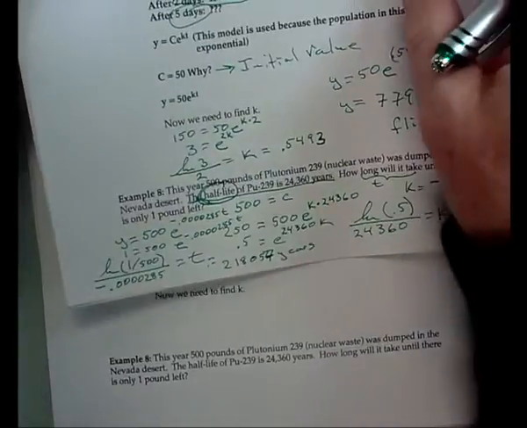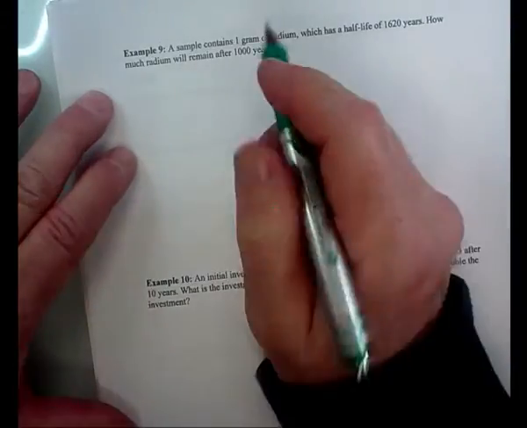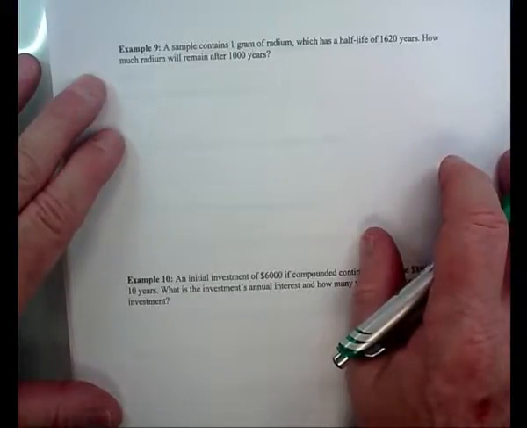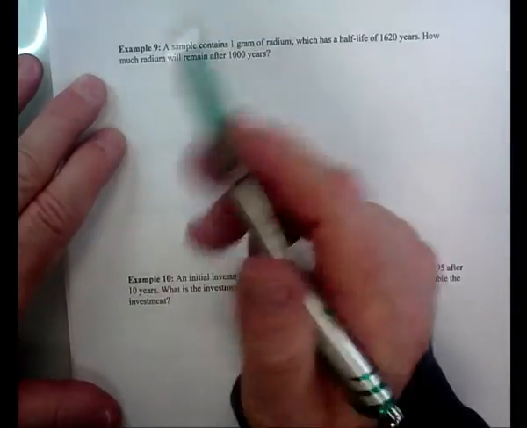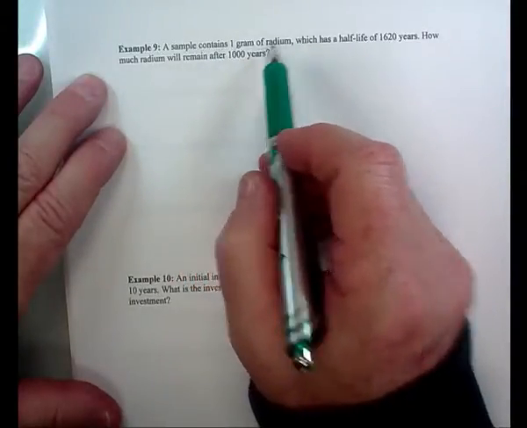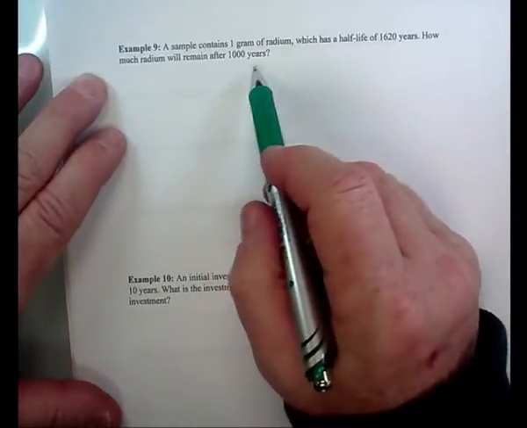All right, is there a backside? All right. This time we only got radium. On the test, I got rosarium. It was created by a dog. I think it's a funny question. A sample containing 1 gram of radium, which has a half-life of 1,620 years. How much radium will remain after 1,000 years?